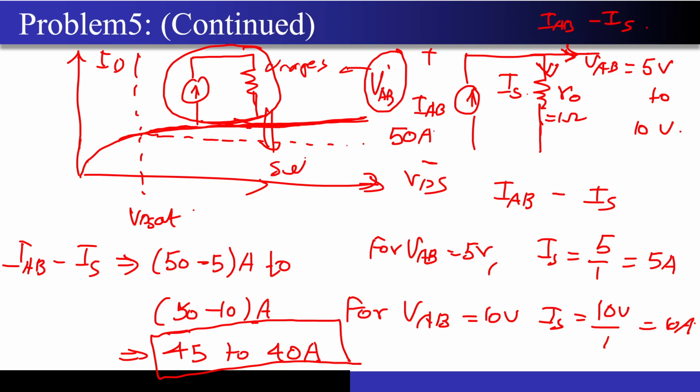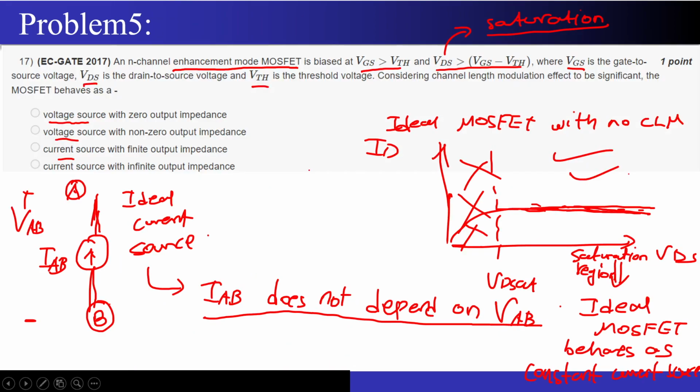for saturation, and now with channel length modulation. Correct? I hope this is very much clear to you. Now let's move back to the question. What they were asking is, considering the channel length modulation effect to be significant, the MOSFET behaves as what?